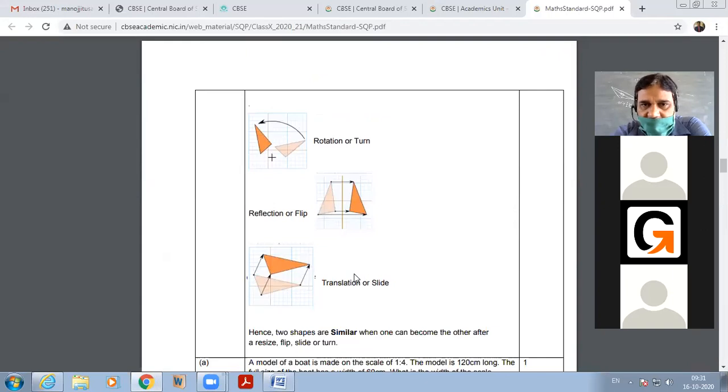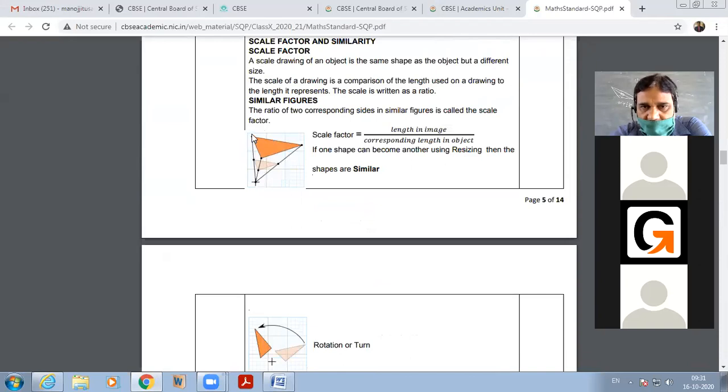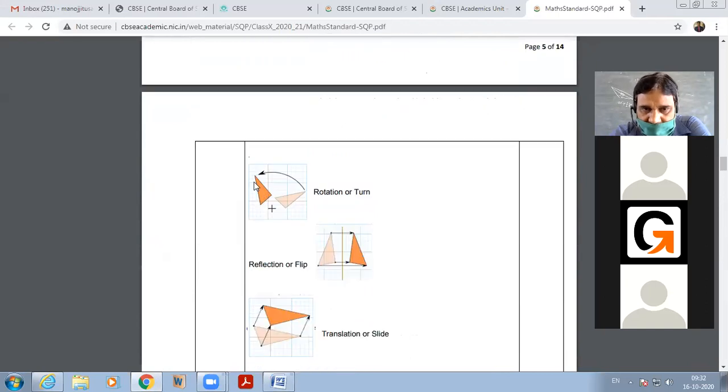Then its rotation, this one part. What is this figure? Triangle. Pyramid, sir. Triangular pyramid. So here only the base, one triangle, is shown.